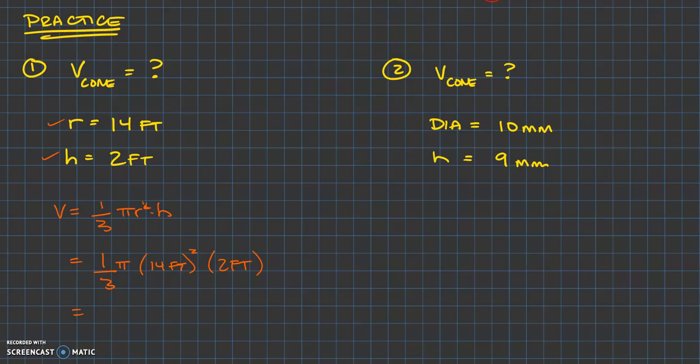All right, so as we work through this, we know we have, I'm going to put it all over 3 again, and that's going to be pi times 196 square feet, times 2 feet. So let's move over just a little bit. 2 times 196 is 392. So 392 pi over 3, and that's going to be cubic feet.